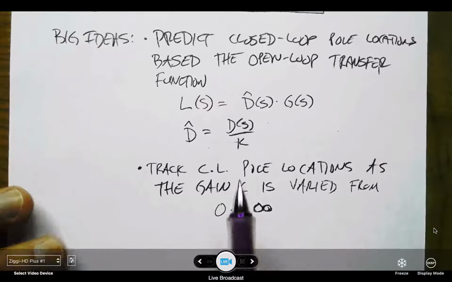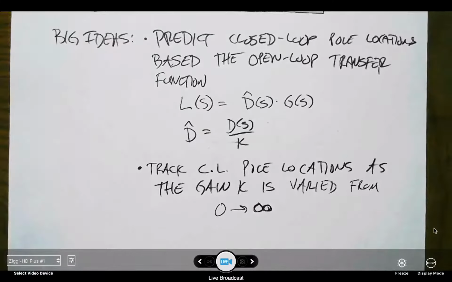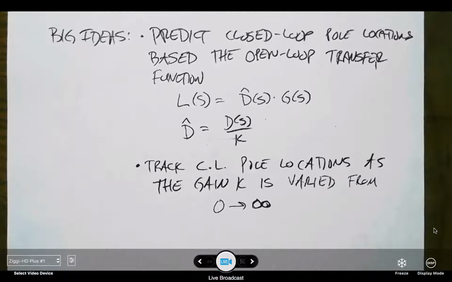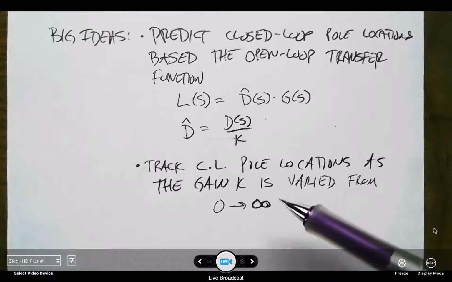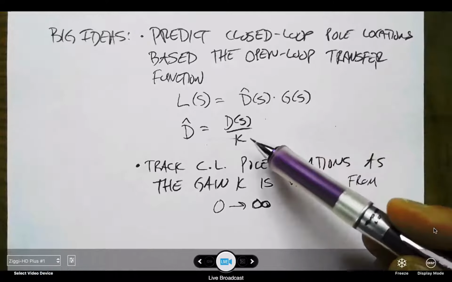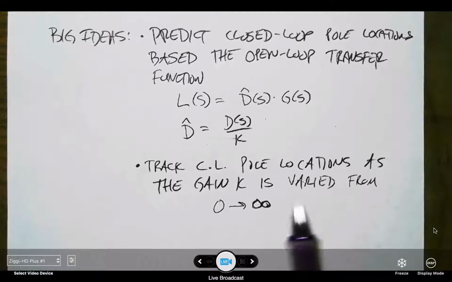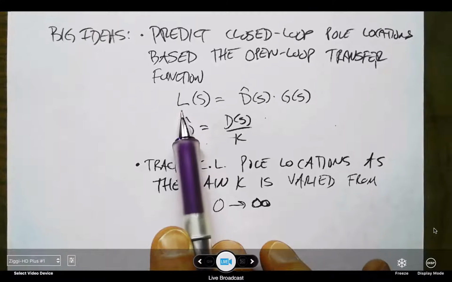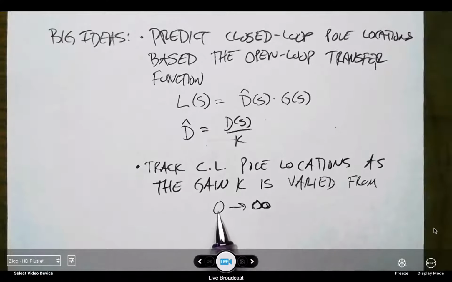So ultimately, we'd like to use this to choose the gain k after we have a form for d of s and we have our desired closed loop pole locations in all of those pieces. But the idea here is that once we had a form for d of s, we factored out the k, we would look at the root locus of L of s as k goes from 0 to infinity, and we would watch how the closed loop pole locations vary as we vary k.